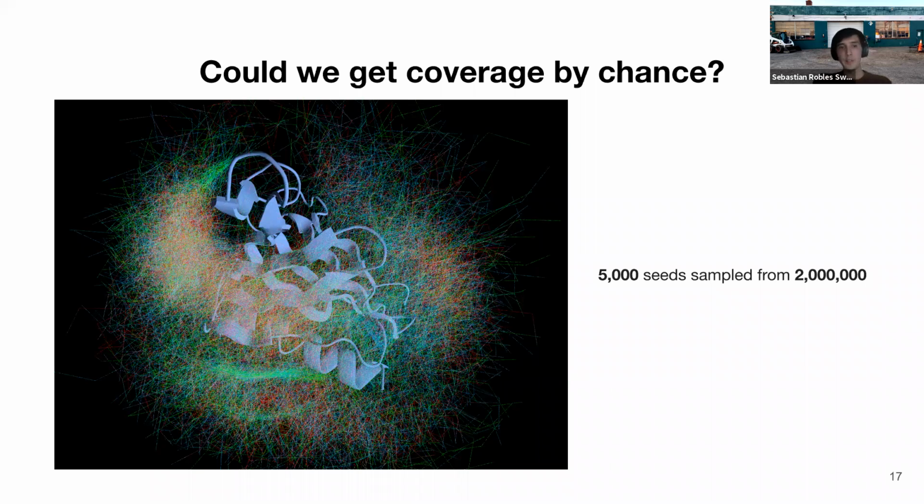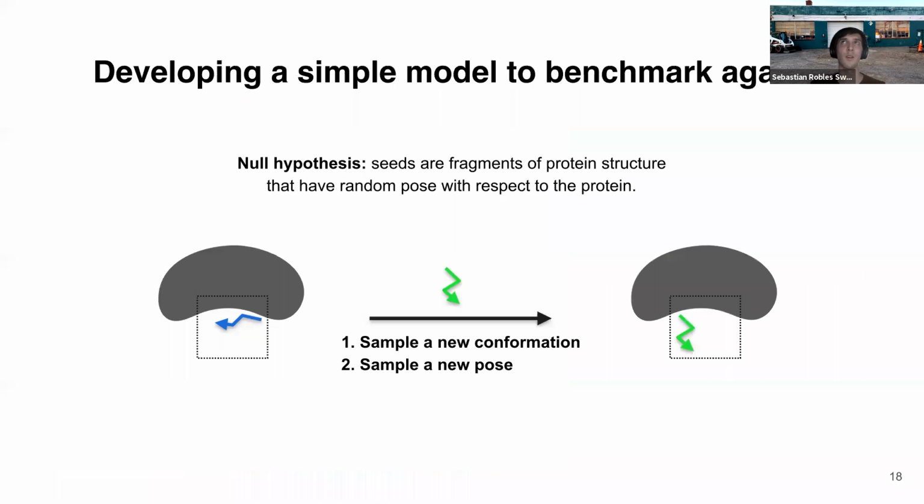While it was really promising to see that seeds could, for the most part, cover native peptide structures, we began to wonder if this was too easy of a test. Before, the render I showed you was considerably subsampled. I was showing you 5,000 seeds out of 2 million. If you imagine how dense the space is, it's easy to think about seeds just randomly overlapping a peptide. So the question is, if we flood the binding site with tons and tons of fragments of protein structure, is it just the case that we're going to end up getting coverage?